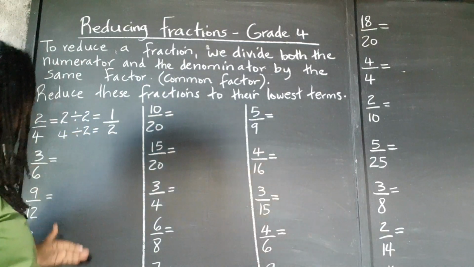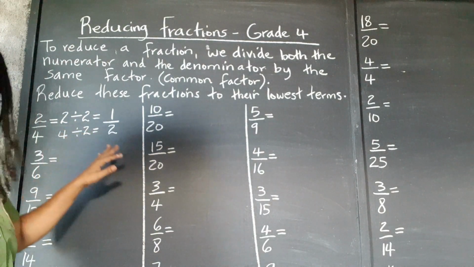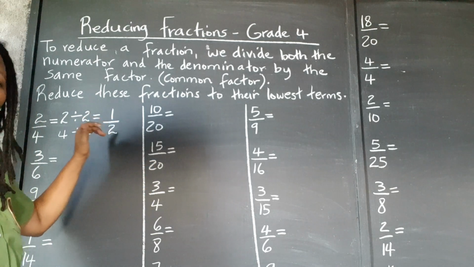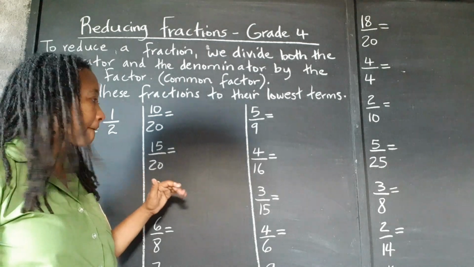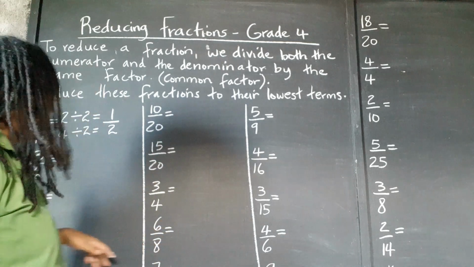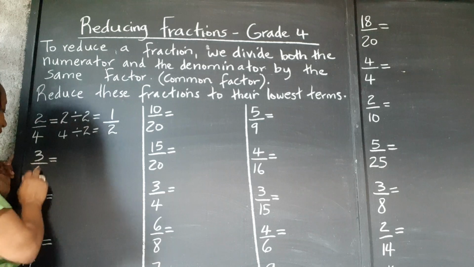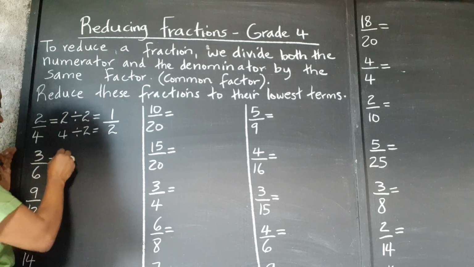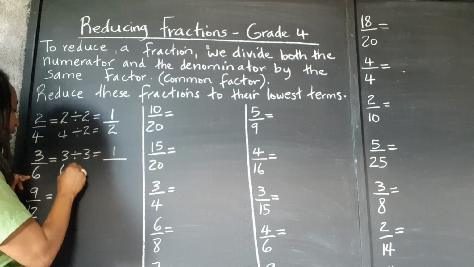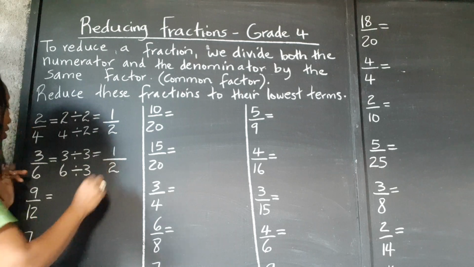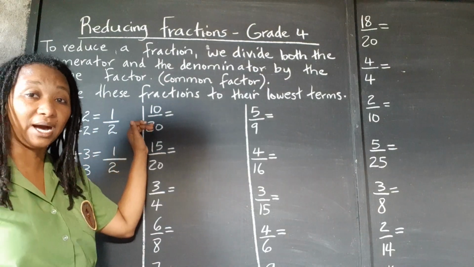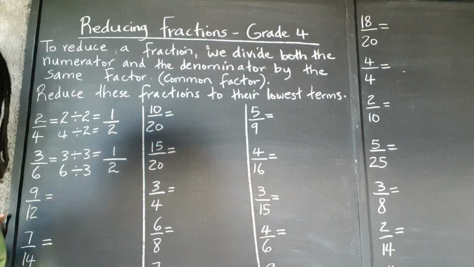For these sets, I'm going to do it like this to show you that we're actually dividing by the same factor, the common factor. For the others, however, I'm just going to go ahead and strike through, to cancel it through. So here we can divide both the numerator and denominator by 3. So 3 divided by 3 is 1, and 6 divided by 3 is 2. So also 3 over 6 is a half, just like 2 over 4 is a half. These are equivalent fractions.